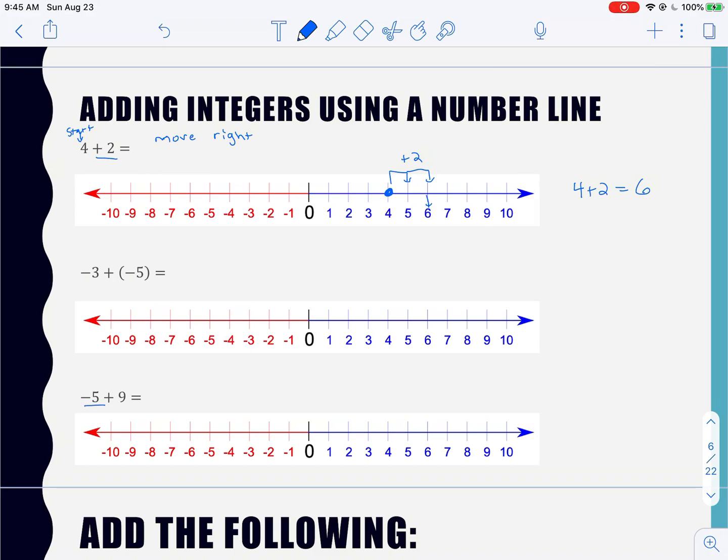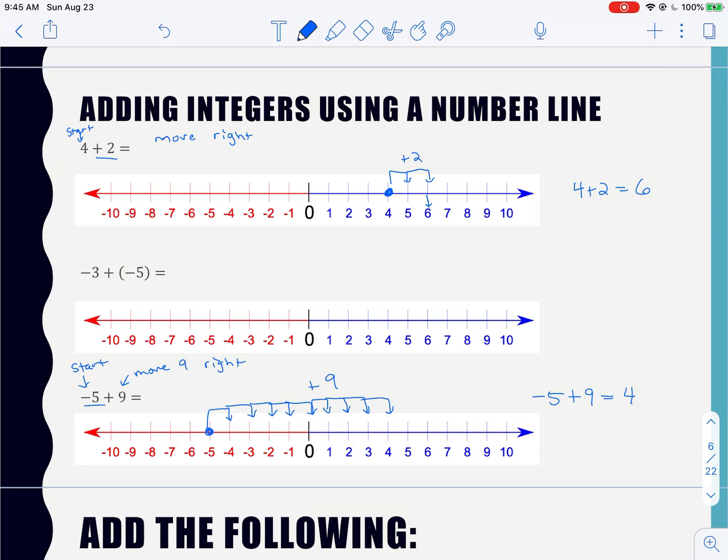If we wanted to do, let's go down to that bottom one, negative 5 plus 9, we're going to start at negative 5, and then we are going to move 9 to the right. So we're going to start at negative 5, which is right here, and then we're going to move 9 to the right. So 1, 2, 3, 4, 5, which makes sense because if you're starting at negative 5 and you want to get to 0, you would move 5. And then we need to move 4 more. So 1, 2, 3, 4, and we moved 9 to the right. So negative 5 plus 9, we're going to end at 4.